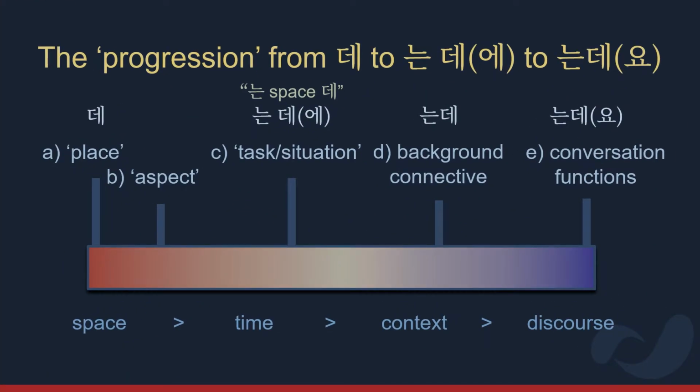To begin with, this diagram illustrates how the noun der went from meaning place to nun space der, where it expresses tasks and situations, then to nunder, where it expresses background circumstances, and finally to nundeyo, where it has certain conversational functions. Looking at this historical progression and seeing how these grammatical forms relate to each other will help explain why nun space der and nunder can be ambiguous, even for native speakers.